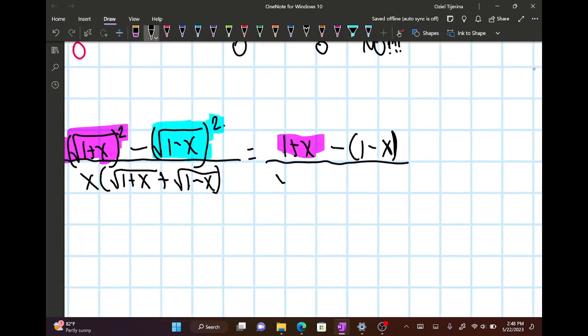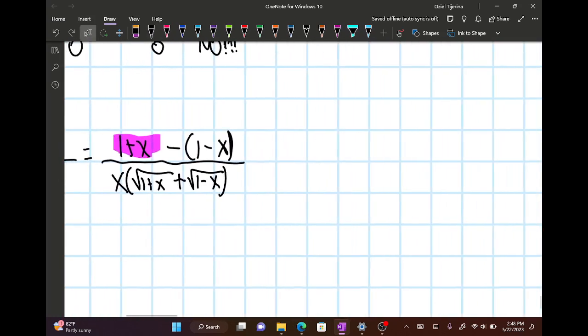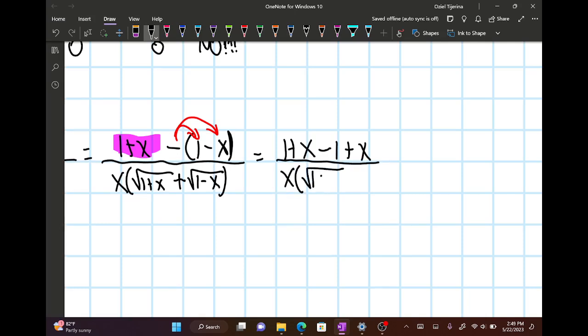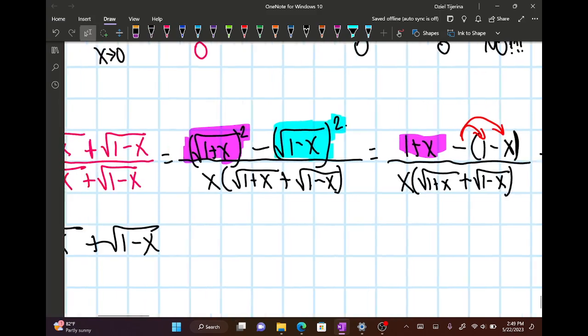So we always, when we subtract, put parentheses. And then on the bottom, it's just x times the square root of 1 plus x plus the square root of 1 minus x. So that's what we have there. Now we'll just do a little bit of algebra. So distribute this in here. We have 1 plus x minus 1 plus x all over x times the square root of 1 plus x plus the square root of 1 minus x. Hopefully I'm doing that right.